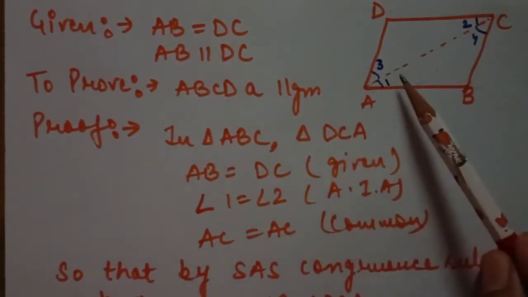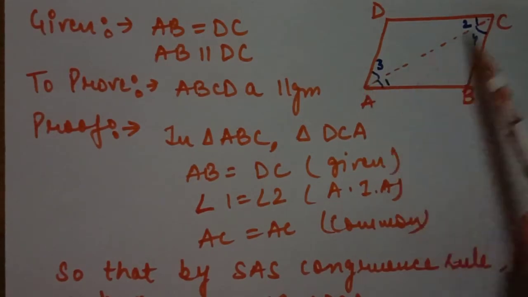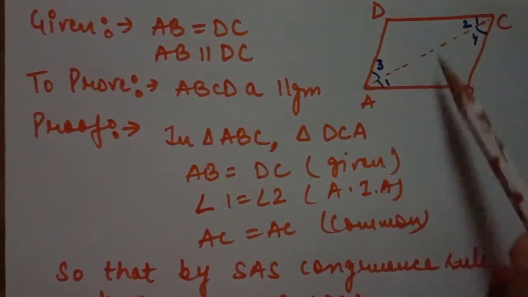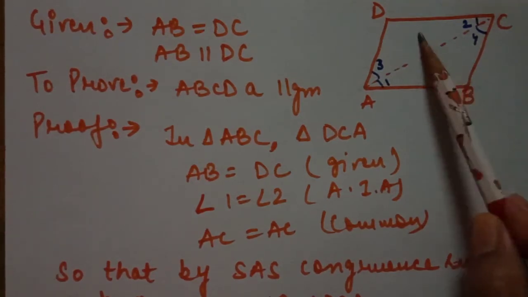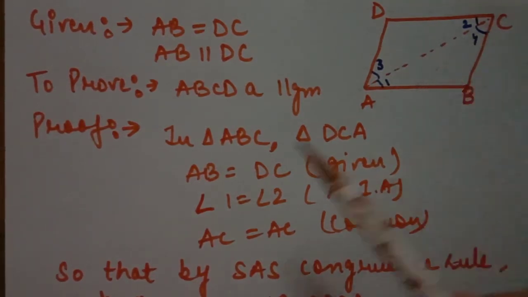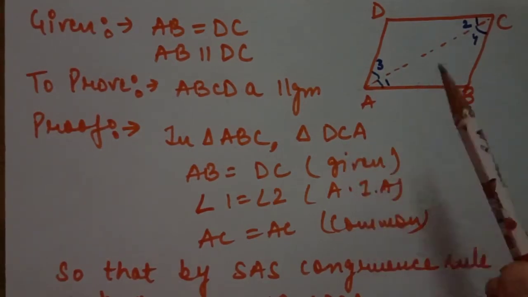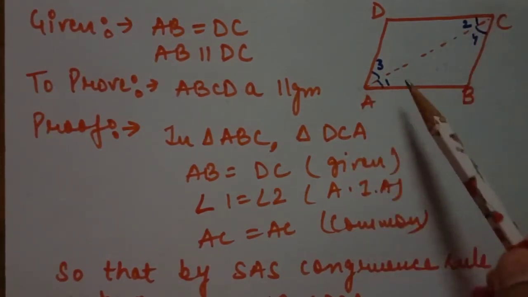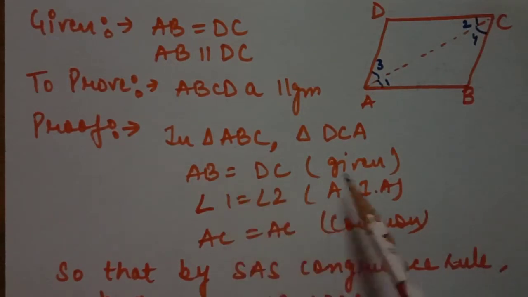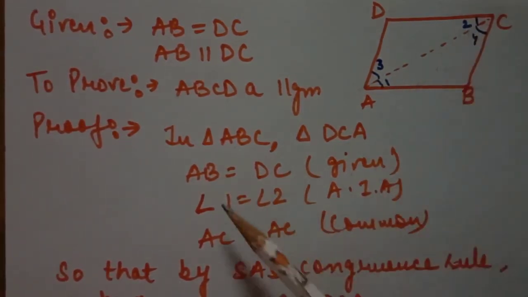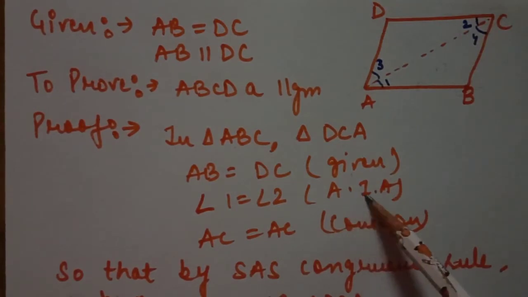So we will construct a line AC which joins A and C. This AC converts this quadrilateral into two triangles. Now we will try to prove these two triangles congruent: triangle ABC and triangle DCA. First of all, in these two triangles, AB is equal to DC, which is given, and angle 1 and angle 2 are equal to each other because of alternate interior angles.